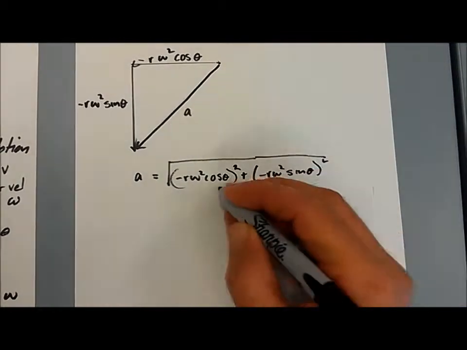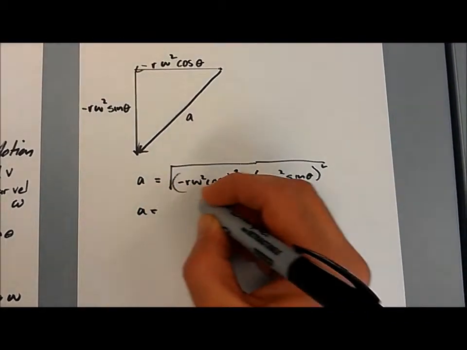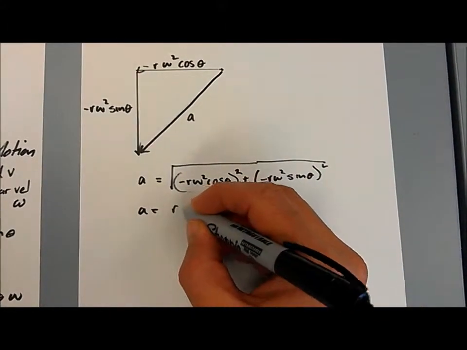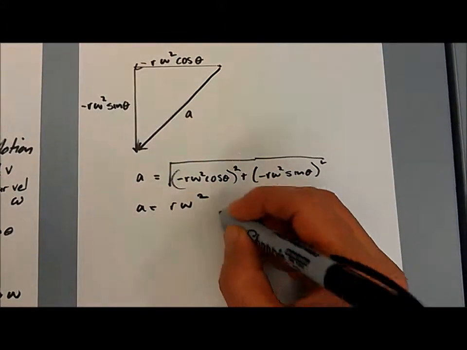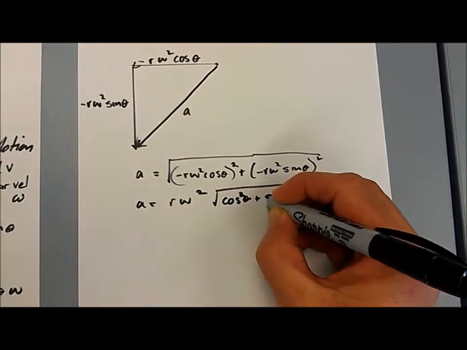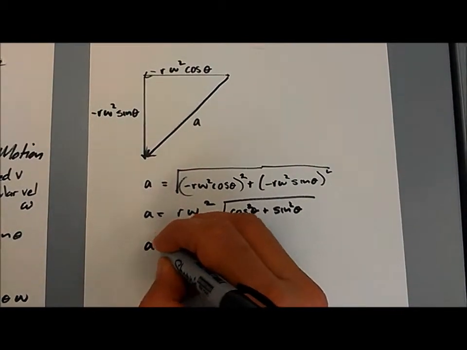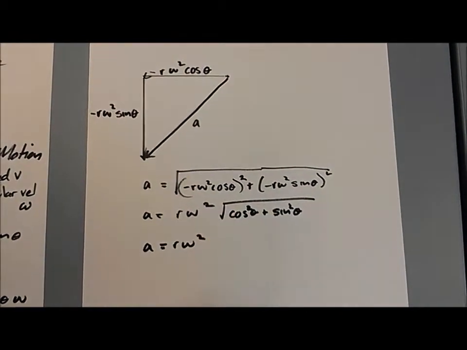You can see you get a cos squared plus sine squared, which is 1, and you get acceleration is equal to r omega squared, and left inside the brackets, as I said, cos squared theta plus sine squared theta equals 1. And so we get this formula for acceleration, r omega squared.